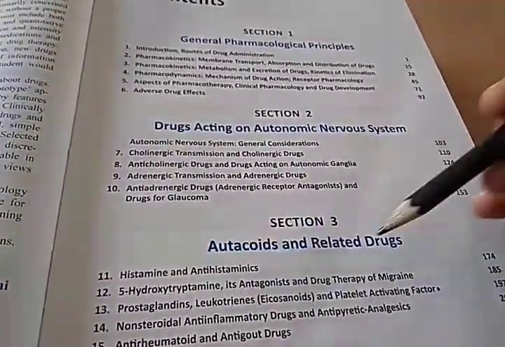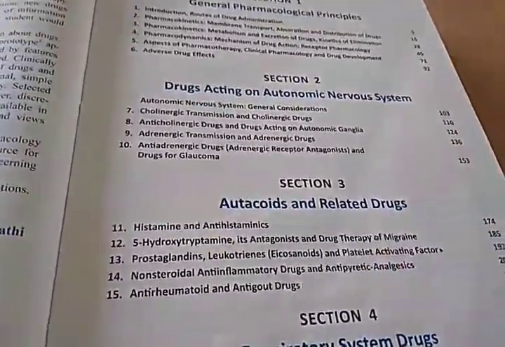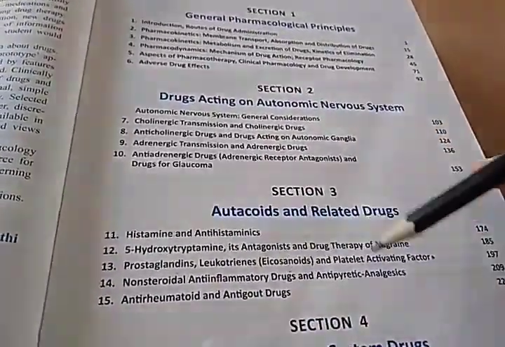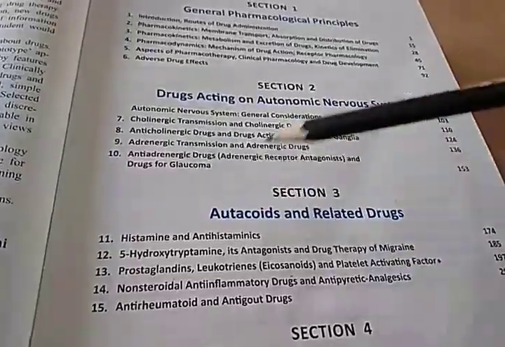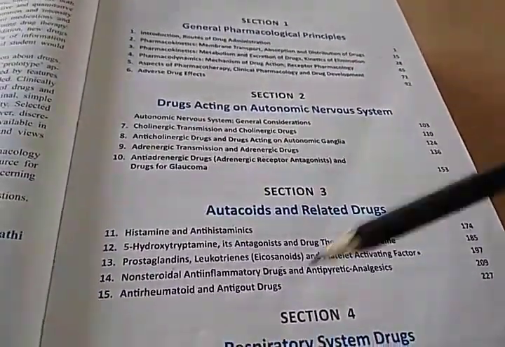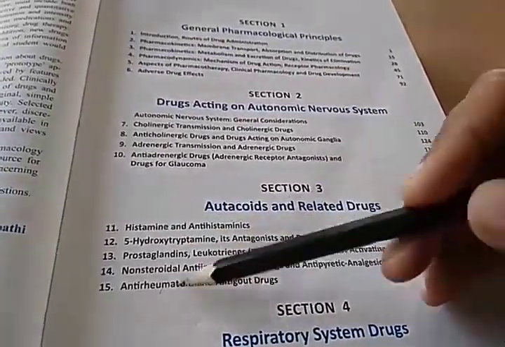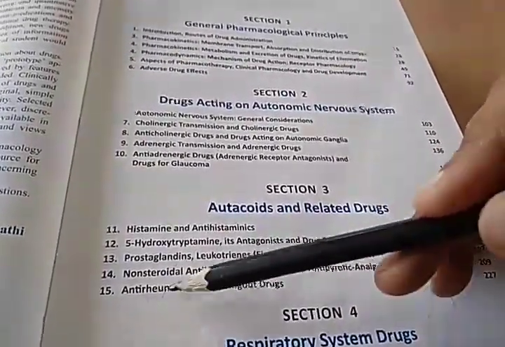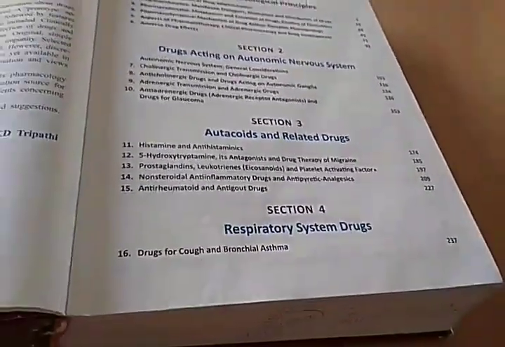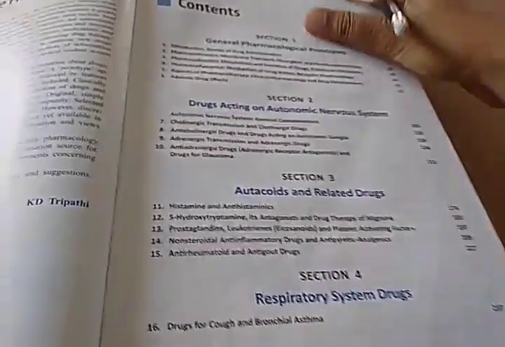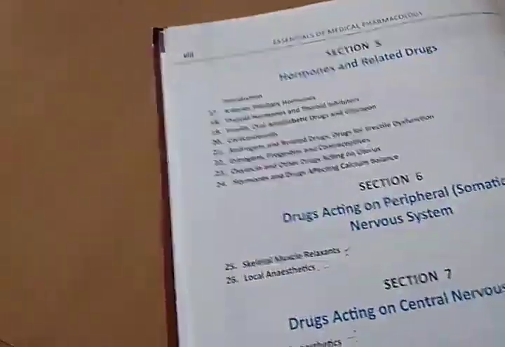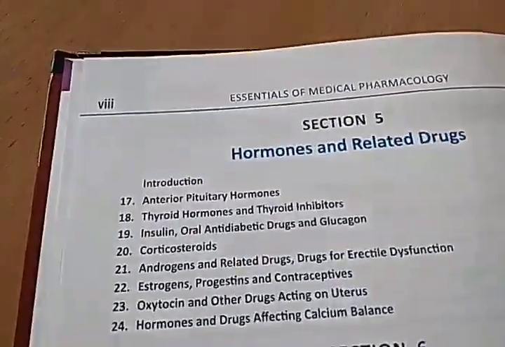Then coming to autacoids and related drugs, here you will have your paracetamol. When you see non-steroidal anti-inflammatory drugs, you will have paracetamol coming here. So this is where you can find it. Then histamine, antihistamines, and rheumatoid. Basically these are autoimmune conditions, right? So they give anti-rheumatoid drugs, etc. Respiratory system drugs, guys: the normal cough and all, what will you give? Asthma you'll give salbutamol, etc.